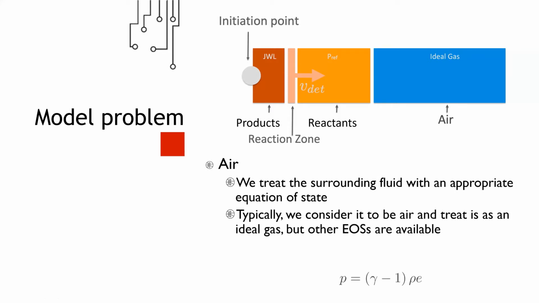So then the last part of this is going to be air. So generally, we just assume that air is an ideal gas. It's a very simple model for the air. There are other equations of state that are available. So this is just kind of the general air burst type model setup. But say if you detonate it in water, you could use a stiffened gas equation of state or something along those lines.